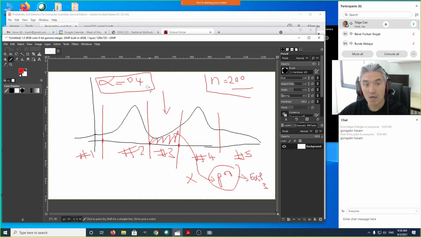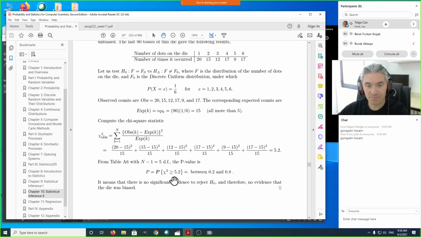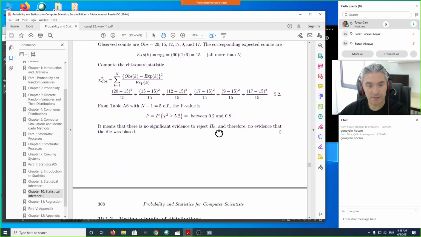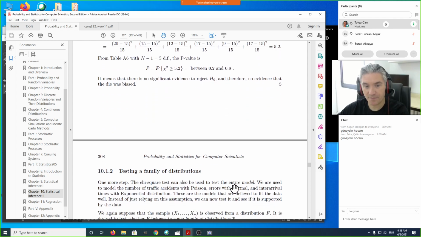That's too low. So therefore, in most cases, when the p-value is larger than 0.1 or even 0.05, we say that the evidence is not significant enough. And therefore, we accept the null hypothesis, in which the die is fair.